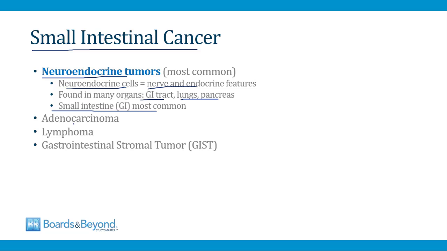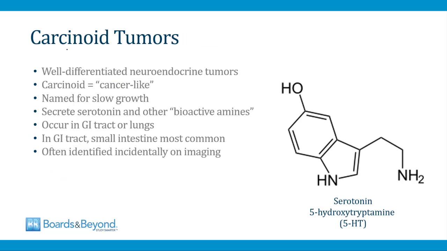Besides neuroendocrine tumors, adenocarcinomas can rarely occur in the small intestine, although they are much more common in the colon. You can also develop lymphomas or gastrointestinal stromal tumors of the small intestine. These types of tumors also occur in the stomach, and I talk about them in the video on gastric cancer. Carcinoid tumors are well-differentiated neuroendocrine tumors, and they're called carcinoid because this word means cancer-like, and these tumors grow very slowly, therefore they're called cancer-like tumors.